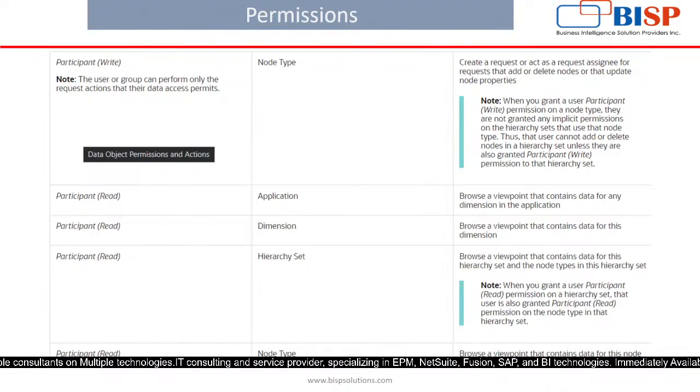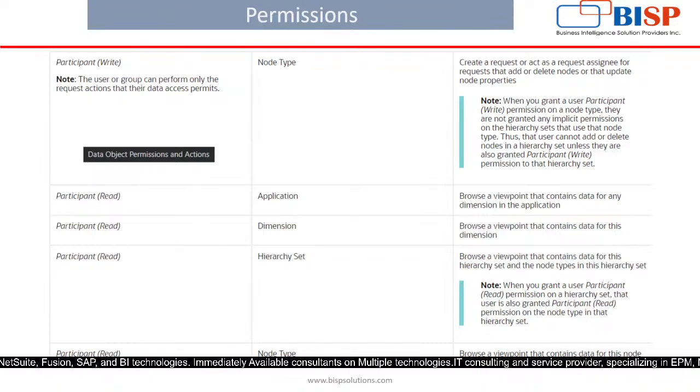Then he can perform the actions that browse a viewpoint that contains data for this hierarchy set and the node types. So basically, whatever the viewpoint has, he can check. He can browse the hierarchy set and node types in the hierarchy set.